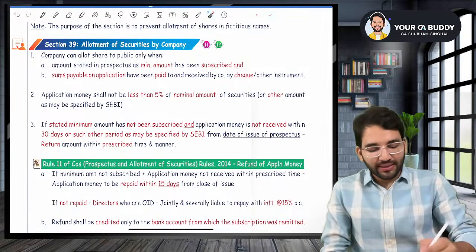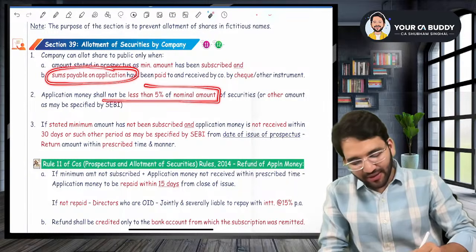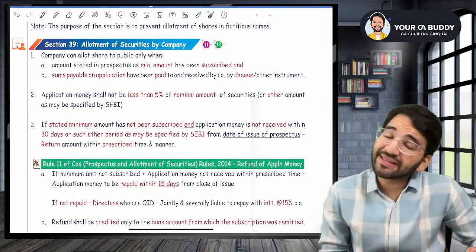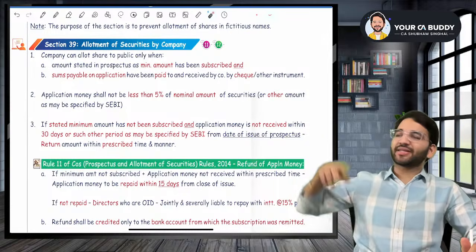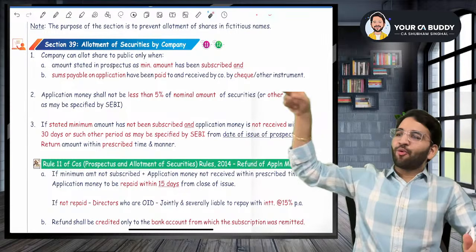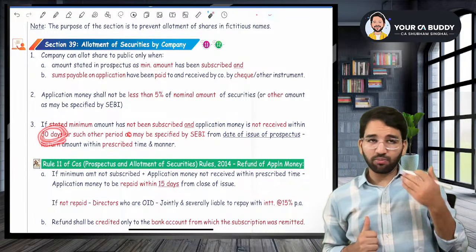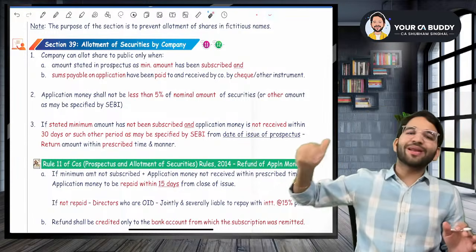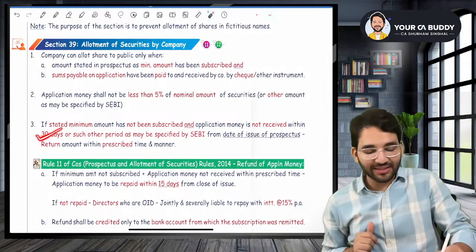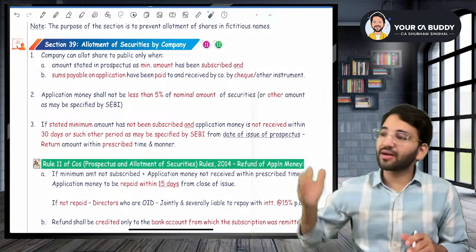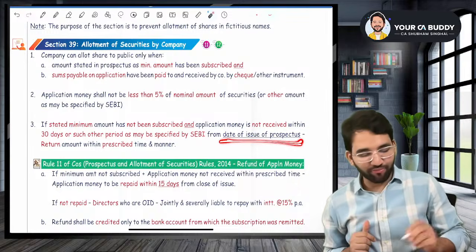Sir, what is the minimum application money? It shall not be less than 5% of the nominal value of the shares. If both these things are received within 30 days, in that case, you'll do the allotment. Otherwise, you will have to go for refund, if these things are not received within 30 days. Sir, within 30 days of what? Within 30 days of the issue of prospectus.